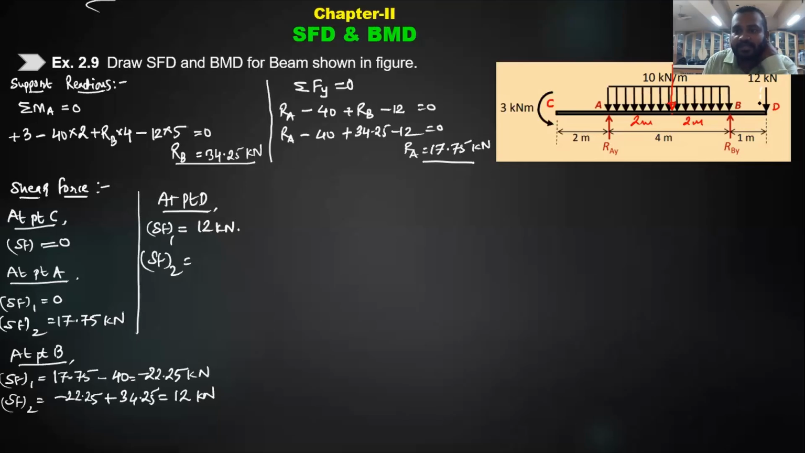So there will be two sections. For the left section, we will not consider this 12. But when going for the right section, we will consider this 12, so it will be 12 minus 12, and it will be 0. Very good, that's a nice try. Is there anyone other than Akshata who would like to give me the BMD calculation?